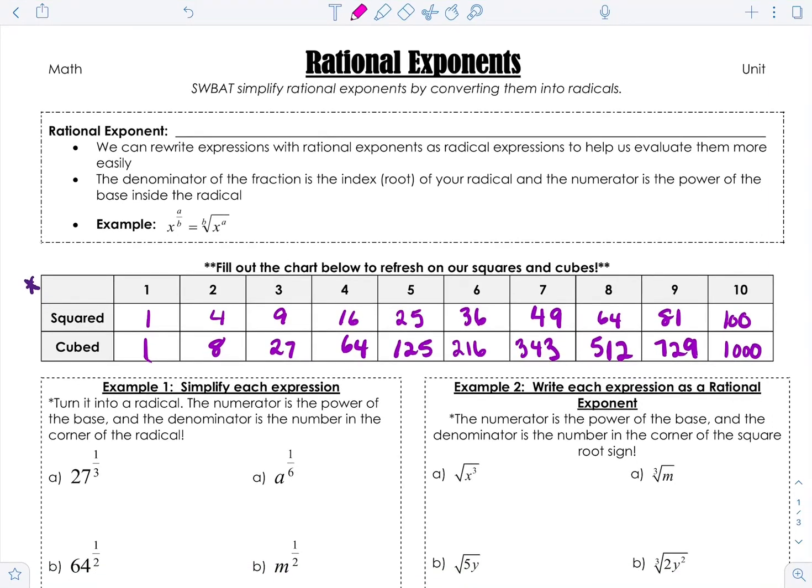All right, guys. Today we're going to talk about rational exponents. We're going to be able to simplify rational exponents by converting them into radicals. A formal definition of a rational exponent is an expression with a fraction in the exponent.